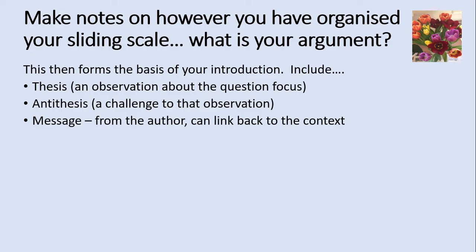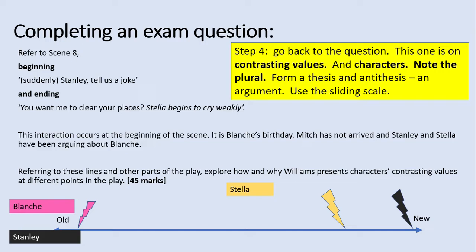All right. I'm thinking now you may have made some notes. If you haven't, do so now on how you have organized your sliding scale. I want you to write out, think about what your argument is, because this is going to become your introduction. So, an introduction, I think, should include three things: a thesis, which is an observation about the question focus. So, in this case, it will be an observation here about the contrasting values of the different characters and the friction that occurs between them.